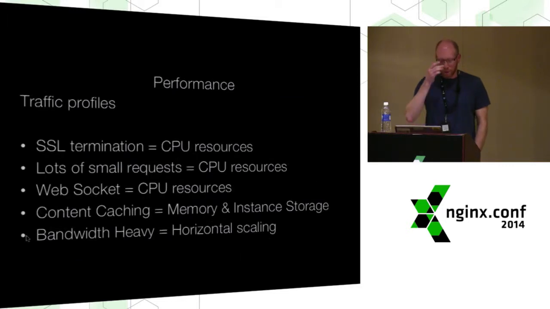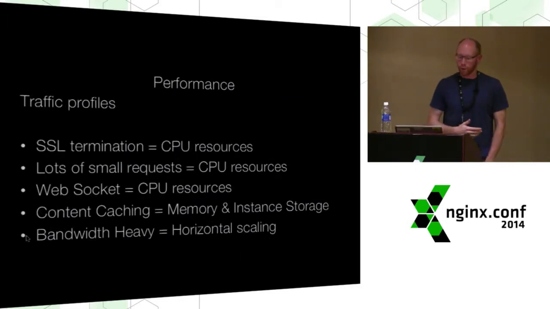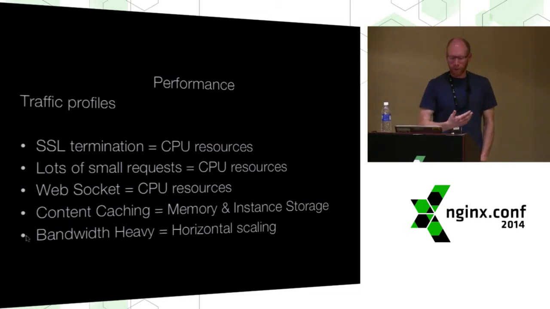And then around performance, this has been talked about several times over the last couple of days from a traffic profile perspective. If you're going to be doing things like SSL termination, a lot of small requests, or things like WebSockets, you're going to want to make sure you have enough CPU resources. That's probably a better deciding factor. For content caching, memory and maybe even instance storage might be a deciding factor. And if you're really getting bandwidth heavy, you might even be looking at horizontally scaling with auto scale so that you aren't saturating the pipe of any one instance.